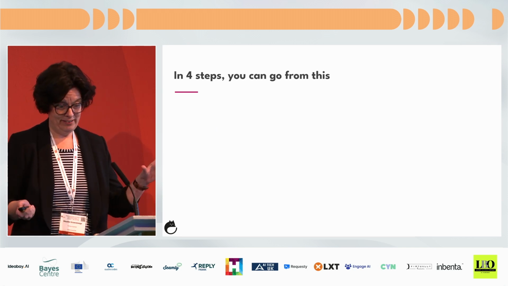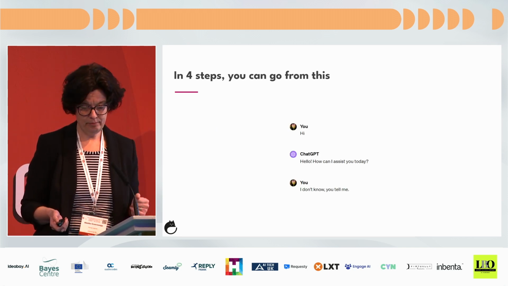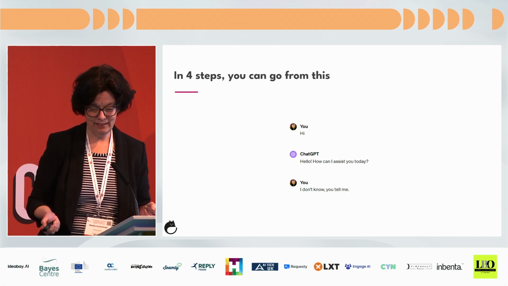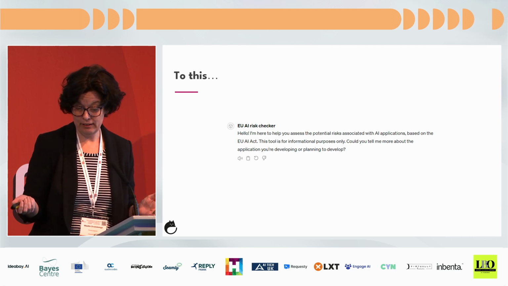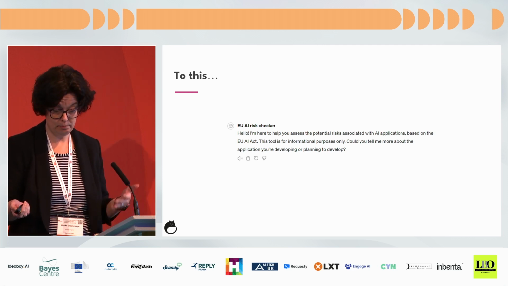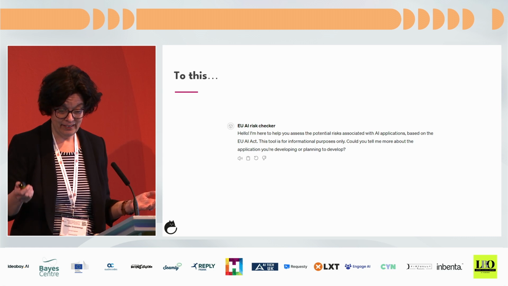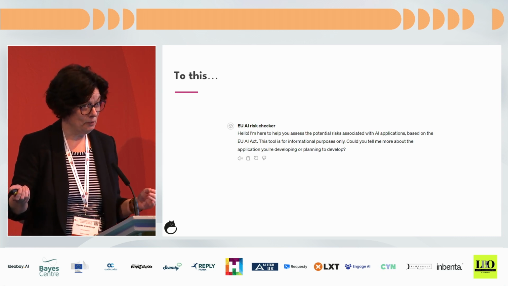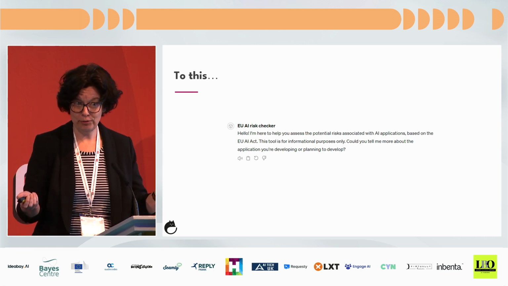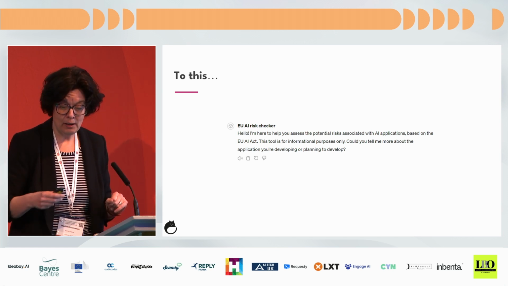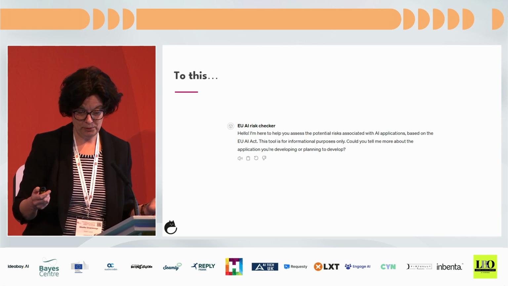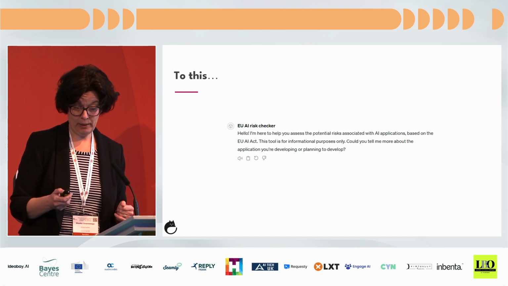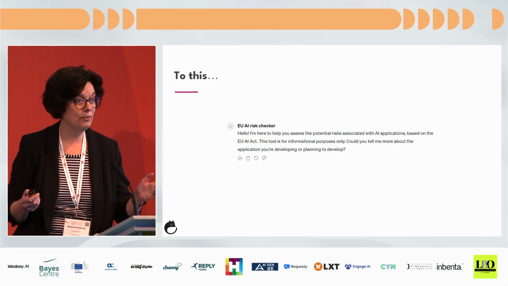So in 4 steps, you can go from this, I don't know, you tell me, to: hello there, I'm here to help you assess the potential risk associated with AI applications based on the EU AI Act. It's for informational purposes only. This is a disclaimer that I always prompt for, and a lot of other disclaimers. But what you see here is a welcome message that asks the user for input. Can you tell me more about the application you're developing or planning to develop?